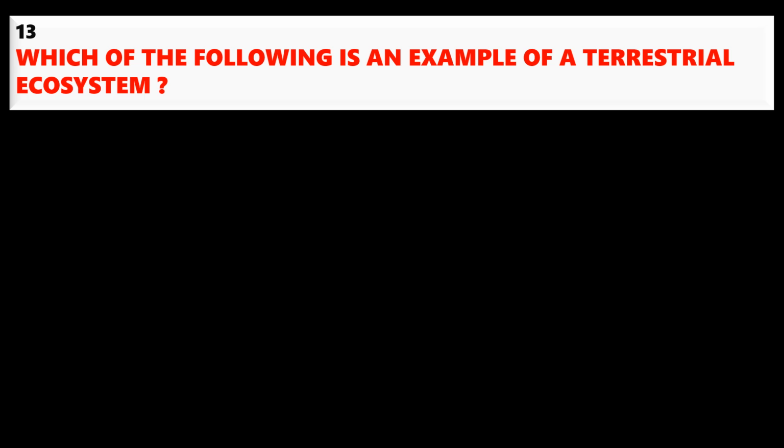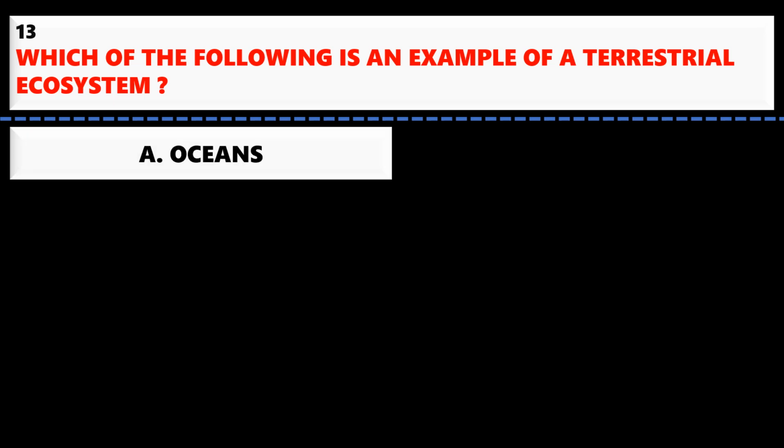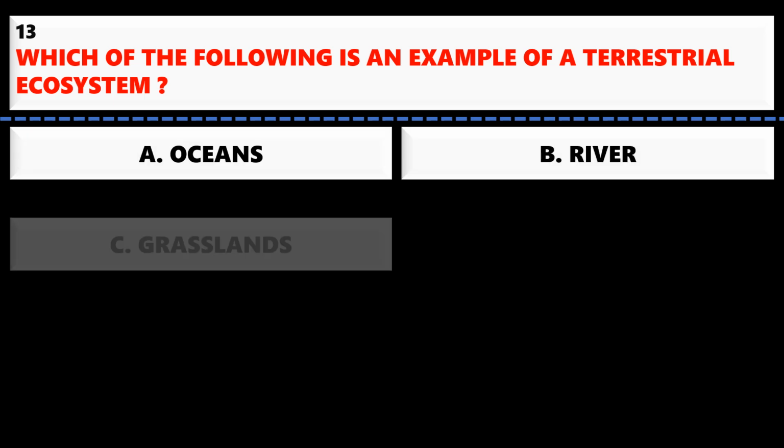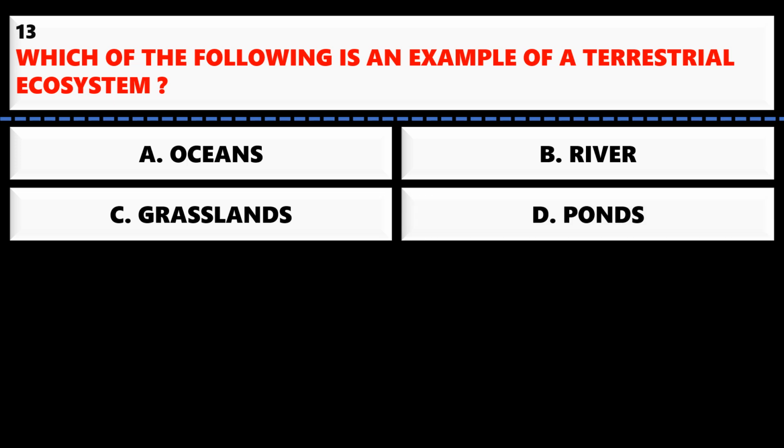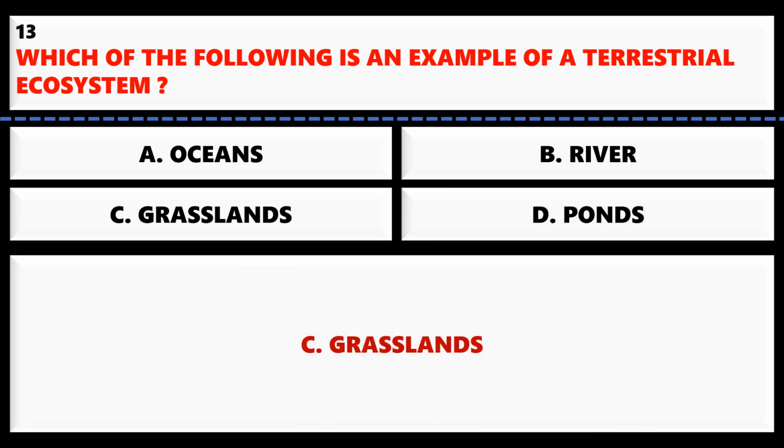Question number 13. Which of the following is an example of a terrestrial ecosystem? And the options are oceans, river, grassland, and the last option is pond. And the right answer is grassland is an example of a terrestrial ecosystem.